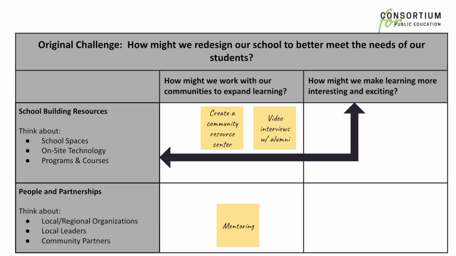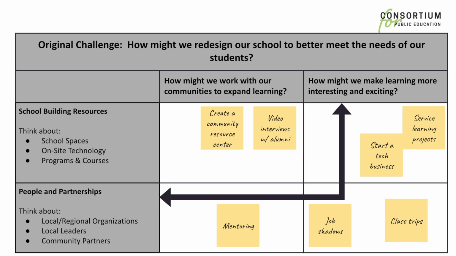Now let's look at that other challenge statement. How might we make learning more interesting and exciting? If we pair that challenge statement with our school building resources, perhaps we come up with starting a new tech business that students can try as entrepreneurs, or developing new service learning projects. And lastly, if we explore the challenge statement, how might we make learning more interesting and exciting, paired with people and partnerships, perhaps we come up with doing job shadows or taking class trips to spaces in the community.